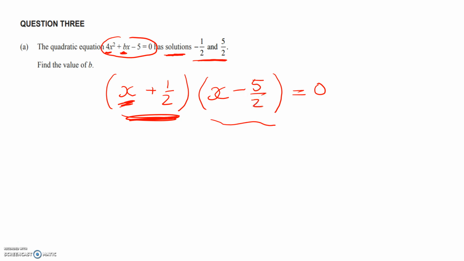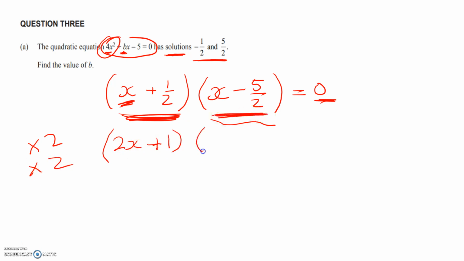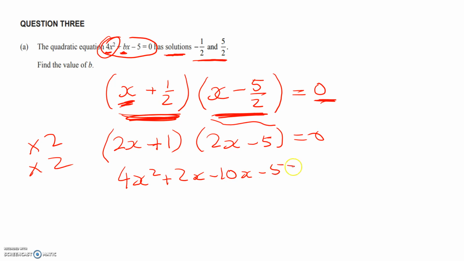Now there are two ways to go here. We need to make sure we end up with a 4x squared. We can times both sides by the same number, and this side won't change because it's 0. If we multiply both sides by 2, this first term will become 2x plus 1. If we multiply by 2 again, this term will become 2x minus 5 equals 0. Expanding that gives 4x squared plus 2x minus 10x minus 5 is 0. So 4x squared minus 8x minus 5 equals 0, and b is equal to negative 8.